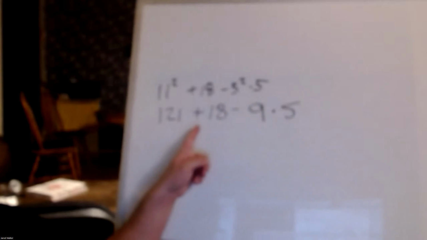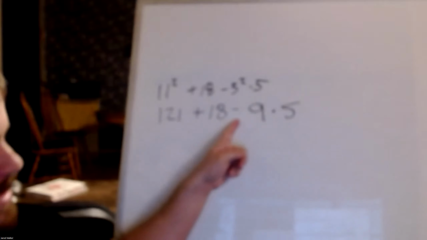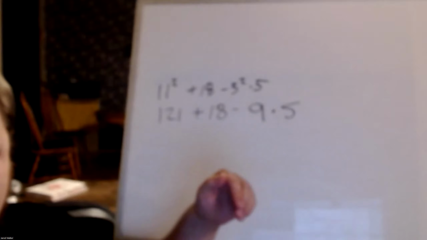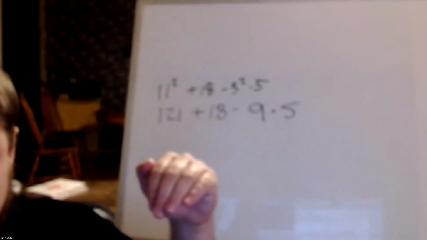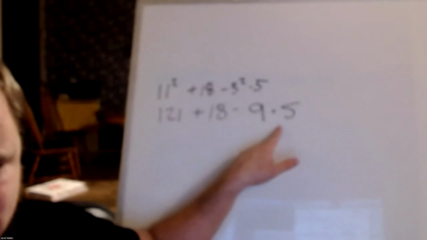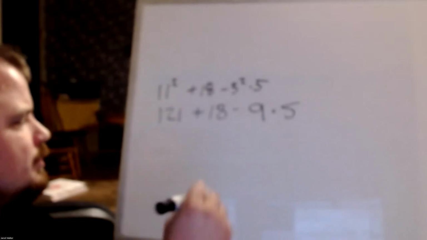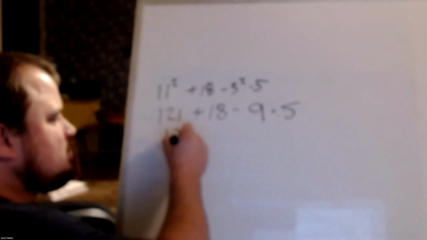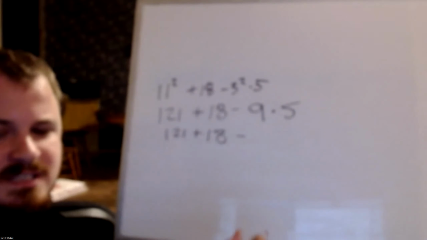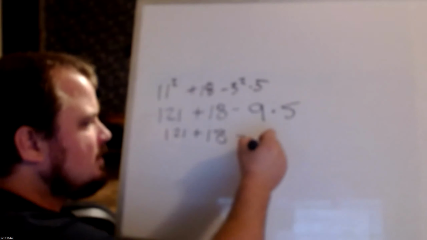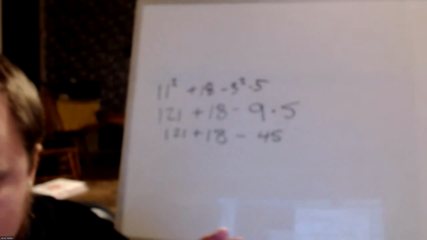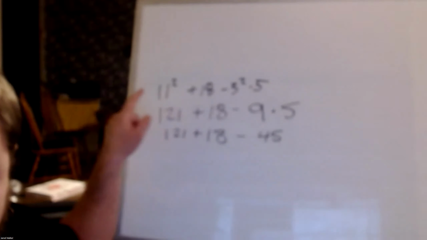So do I do the 121 plus 18 next? Do I do 18 minus 9? Do I do 9 times 5? We normally work left to right, but remember, in PEMDAS, multiplication is a higher priority than addition or subtraction. So do this part of it next. Okay, so we'll do 121 plus 18 minus, and you'll do 9 times 5, and you'll get 45.